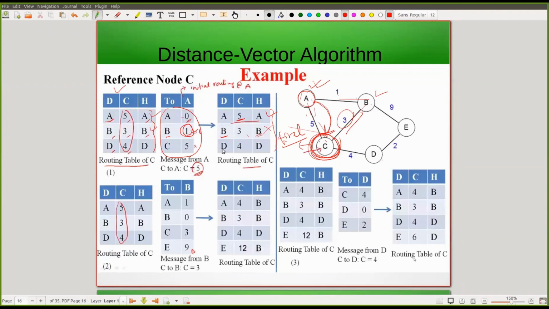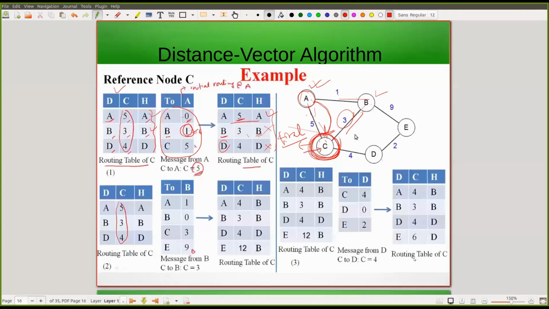Similarly, what is the cost of going to D? The cost of going to D is 4. But whenever I receive any information from A, initially A does not know the cost of going to D. So I should not update this cost of going to D at my end. So after receiving the distance vector from A, C does not make any updation, because all the information received from A is not going to make a minimum distance to any other node. That's why it is not going to update its routing table at its own end.